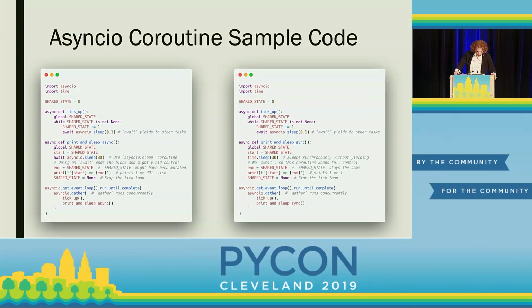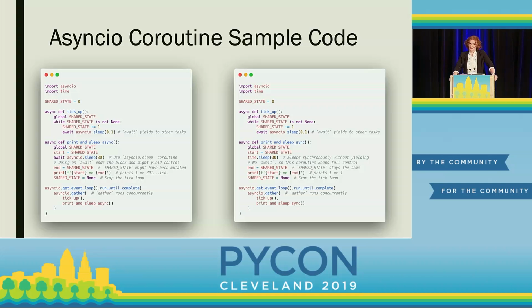Here is some more sample code. On the left, we have an example of two really good, well-engineered coroutines that work well together. The top method, tick up, just increments a counter that's shared between the methods every tenth of a second. And the bottom one essentially just enters, acquires the information about where the counter is at the beginning, sleeps 30 seconds asynchronously, and acquires information about where the counter is at the end.